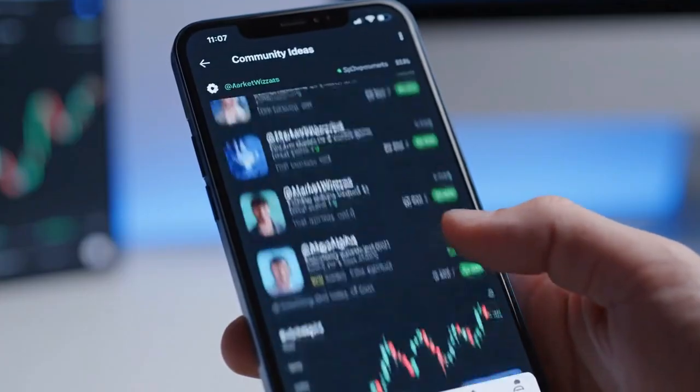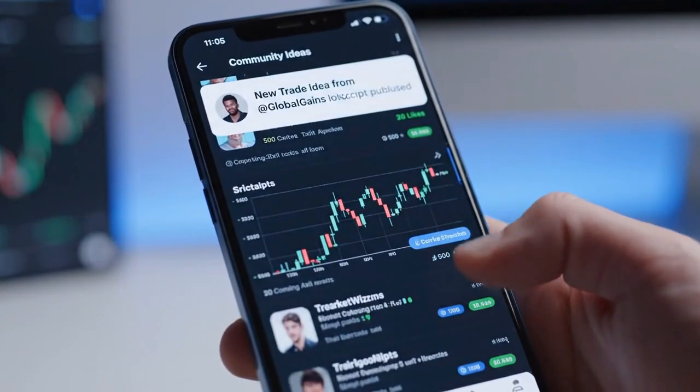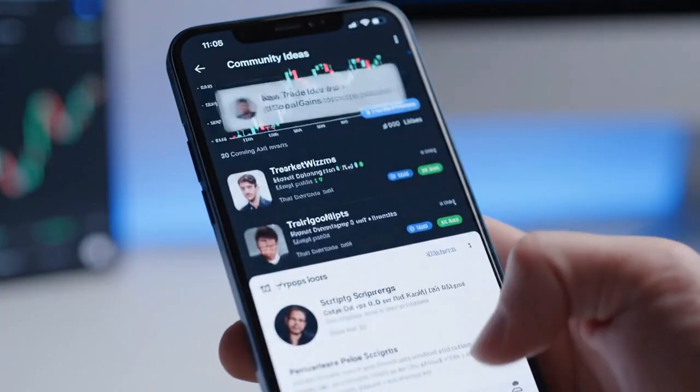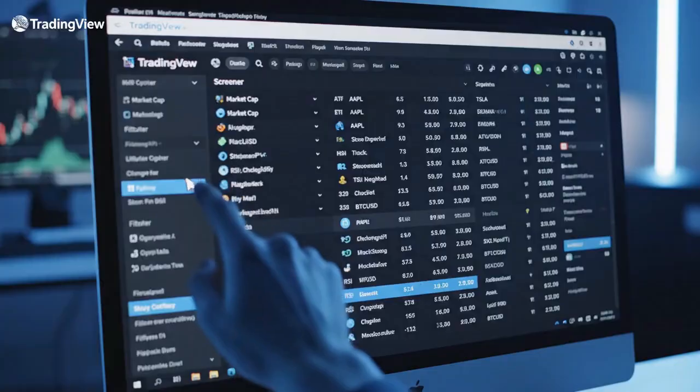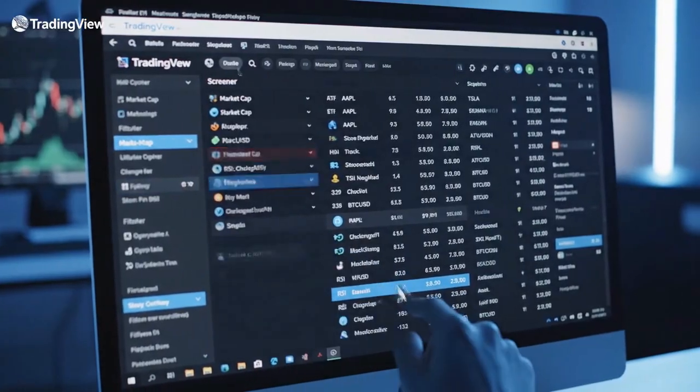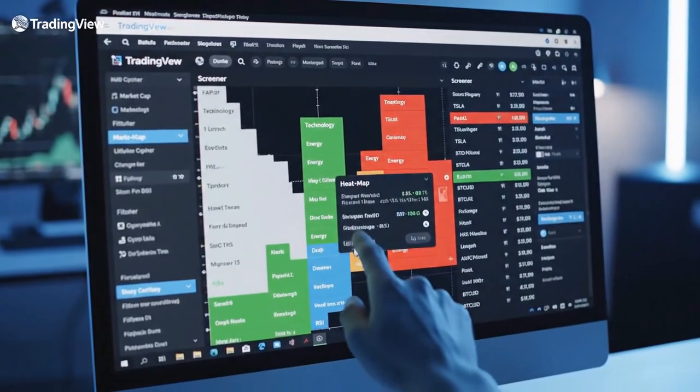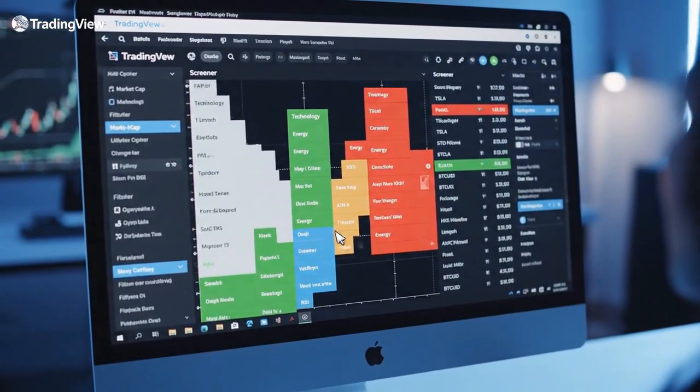And you're not trading alone. Join a community that shares trade ideas and scripts that you can learn from. Find hidden opportunities with powerful screeners for stocks, crypto, ETFs, or even heat maps of sectors.